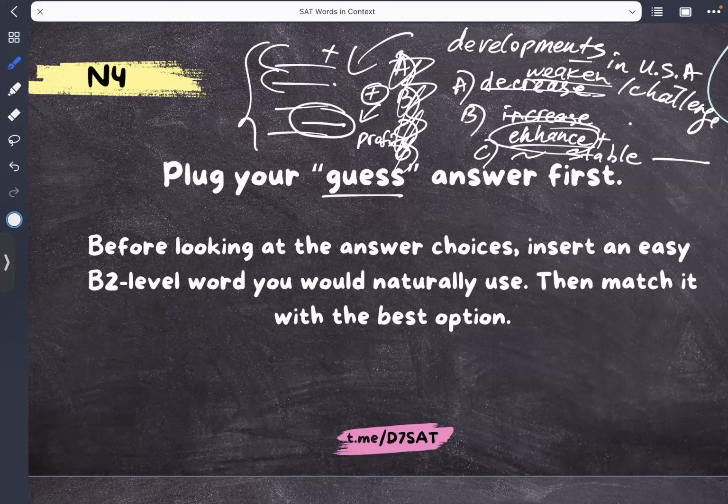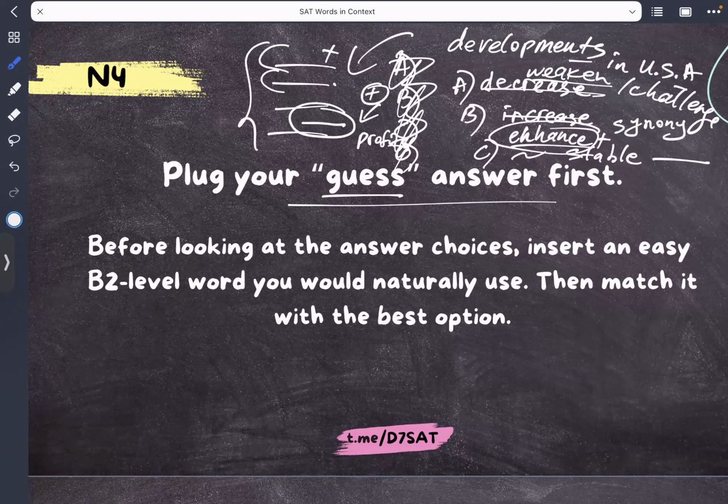The correct answer should not be essentially "enhance," but should be a synonym or related to this word. It might not be exactly "enhance," but some other word which might be a synonym for enhance. So the guess answer is so crucial. Again, I teach this same exact method to my students who have scored really high, up to 790. And yeah, we can also use this to improve your crafting structure, specifically words in context questions.